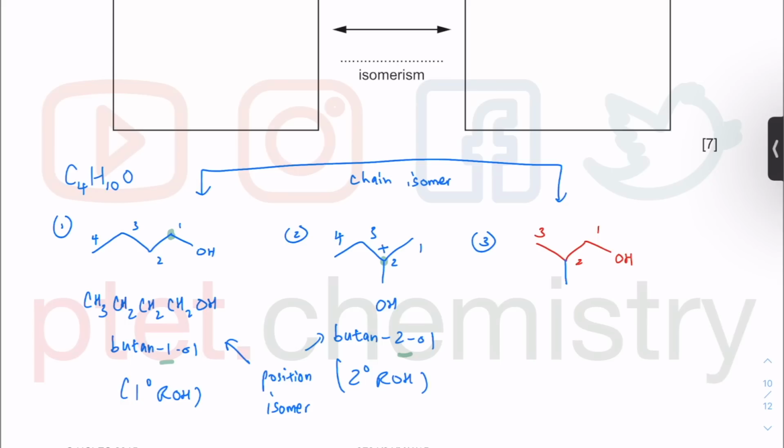This thing has a chiral center. What else can I say? Straight chain, branch chain. Oh yep, I think I'm missing the tertiary alcohol. So this must be the tertiary alcohol. The carbon bonded to the OH is bonded to 1, 2, and 3 other carbons.